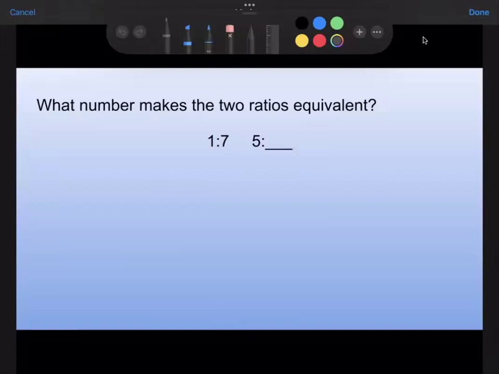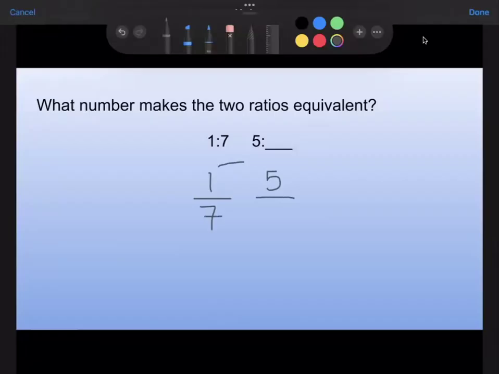Okay, here is our next one. We want to know what number makes these two ratios equivalent. The two ratios are 1 to 7 and 5 to something. So my first step is going to be to rewrite these ratios in their fraction form. So I'm going to rewrite 1 to 7 as 1 to 7 and 5 to something as 5 to blank. I'm going to leave that part blank.